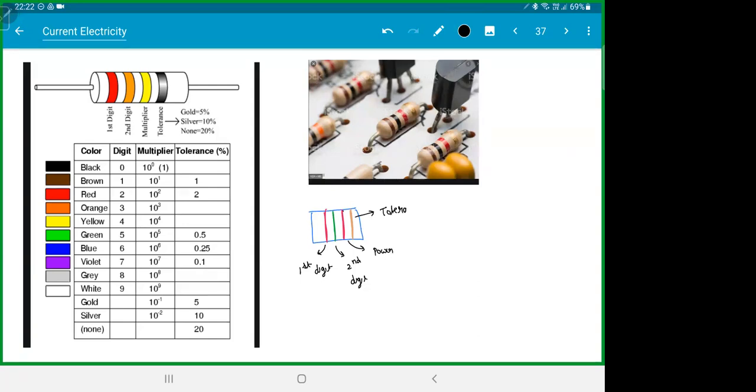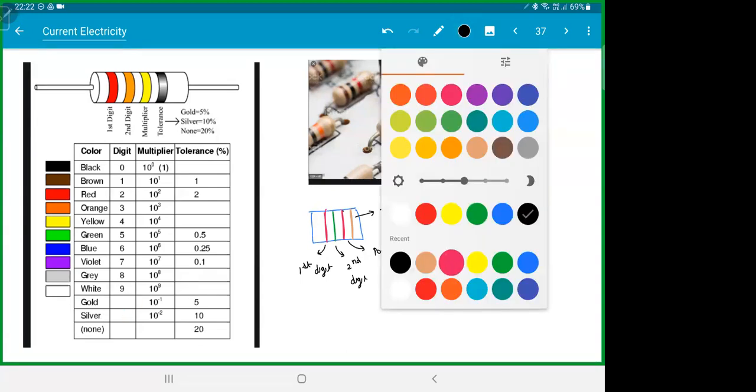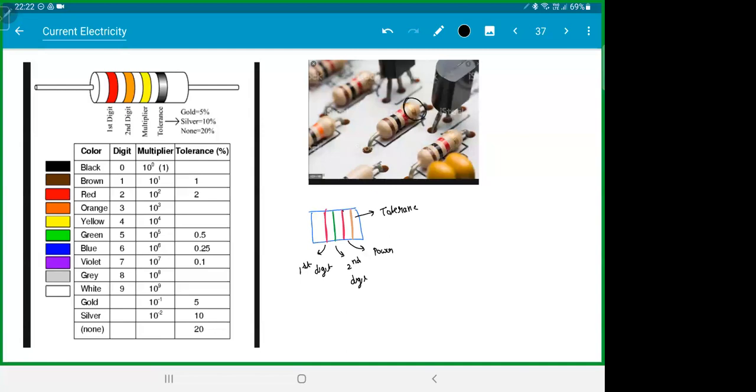How do you know you have to read from the left and not from the right? Look at this. Gold and silver will not have any numbers. So gold and silver will always be on the corner. You have to start from the other side. Don't start from gold or silver. In this diagram, you can clearly see the gold here. So it means you have to start from the left-hand side.